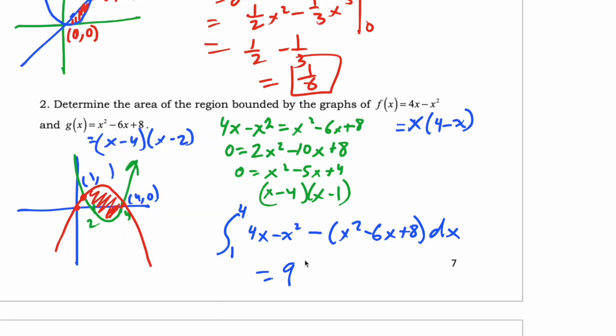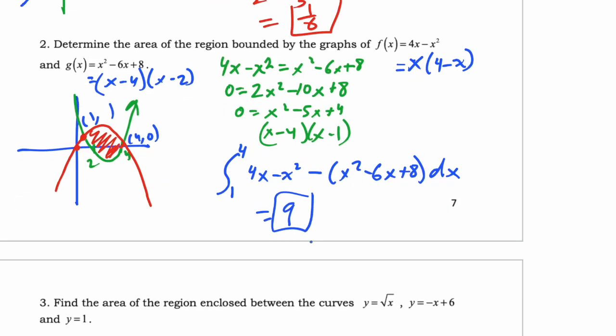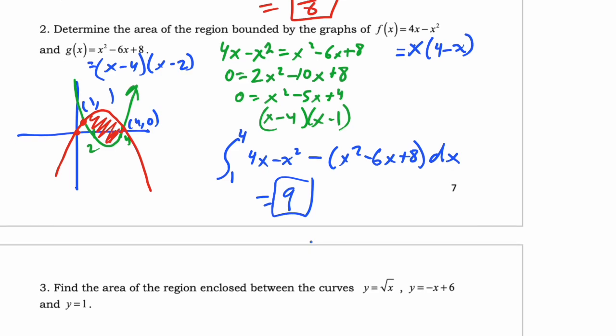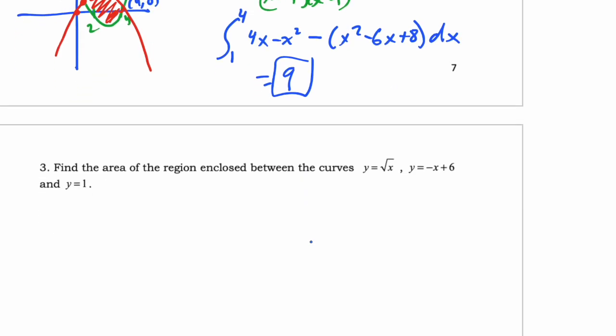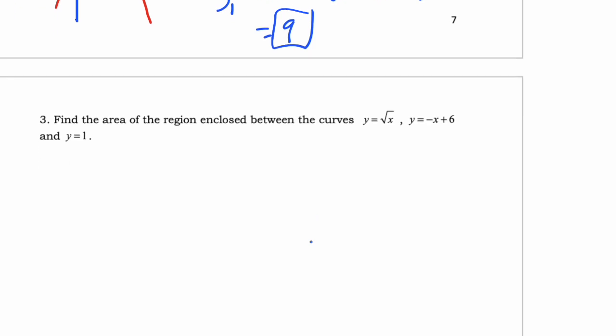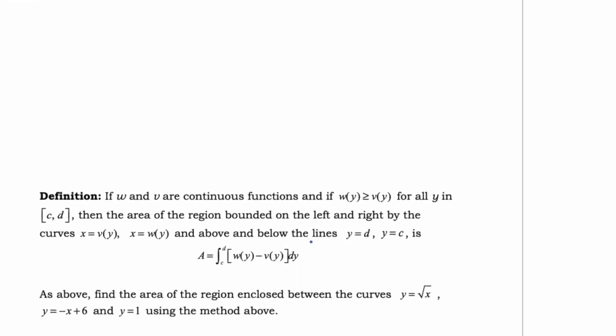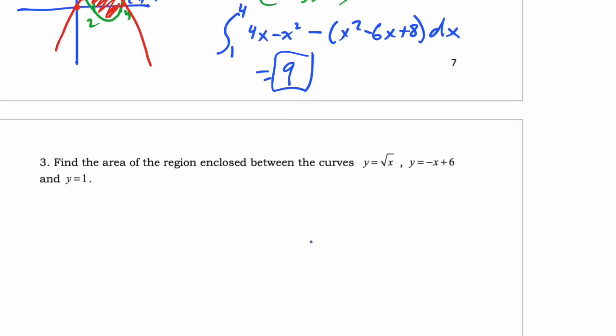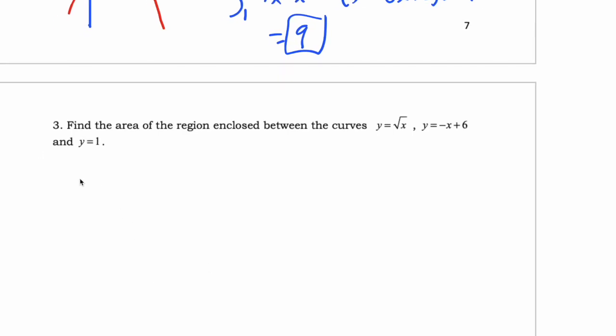Okay, exactly 9 is the answer. Okay, let's look at some more. And maybe we'll just do a couple more. Let's do this one right here. Okay, let's take a look at this one.